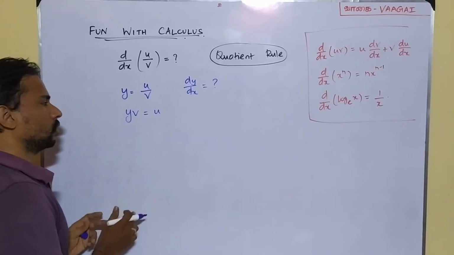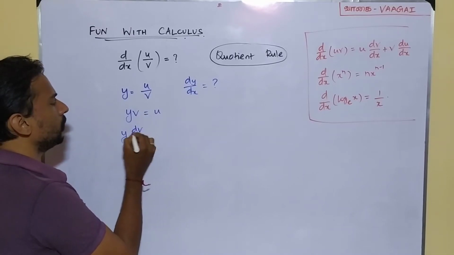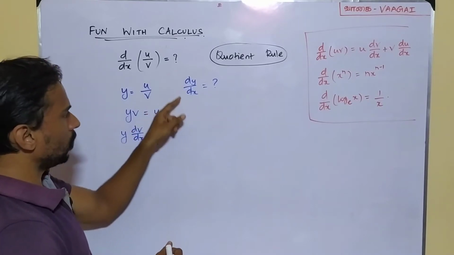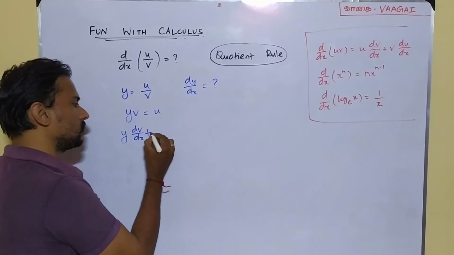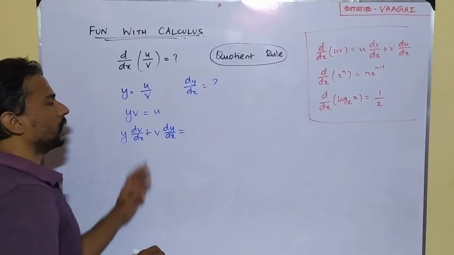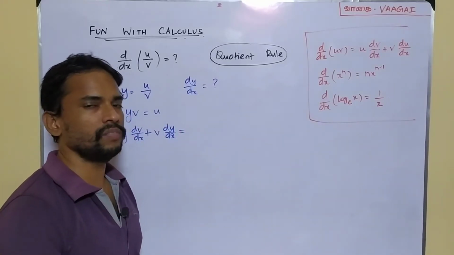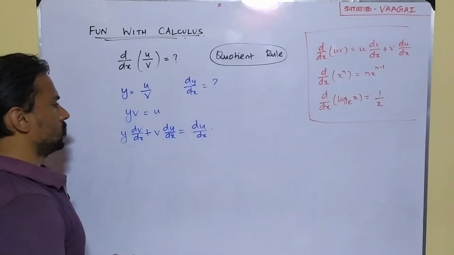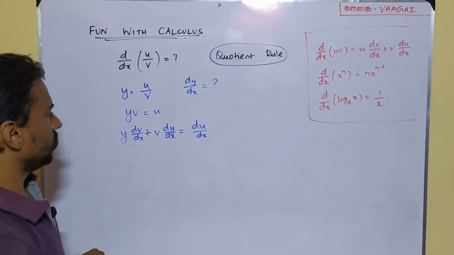So I'm going to take this yv and differentiate it with respect to x, because dy by dx is what we want. So I'll have y into dv by dx plus v into dy by dx. This is what is equal to my right hand side. On the right hand side I have u, and that u I have to again differentiate with respect to x. So I'll have du by dx.